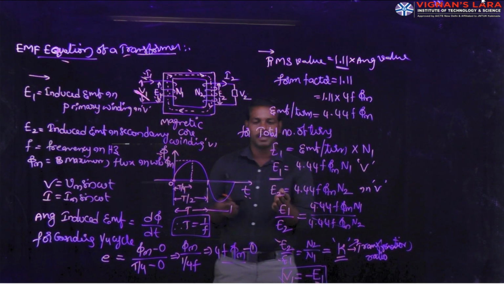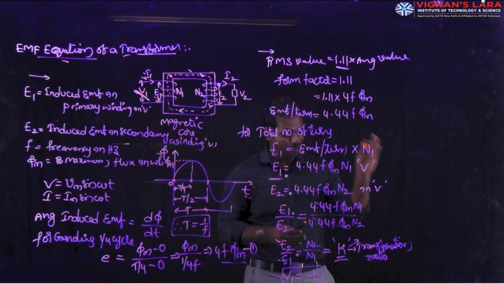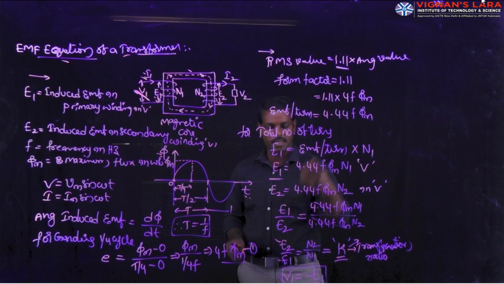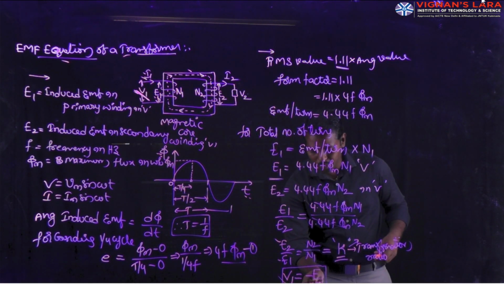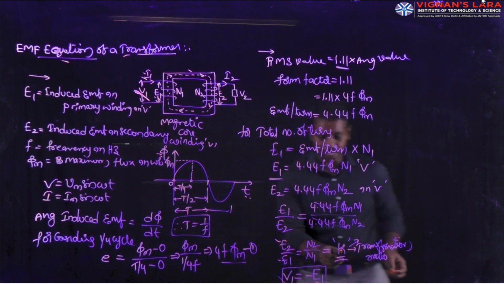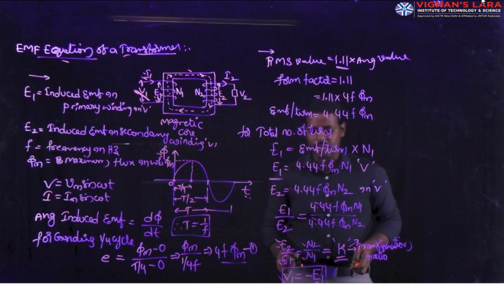When we discuss the transformer operating on no load condition, that derivation will be presented. So V1 is equal to minus E1. And K is equal to E2 divided by E1, which is N2 divided by N1.